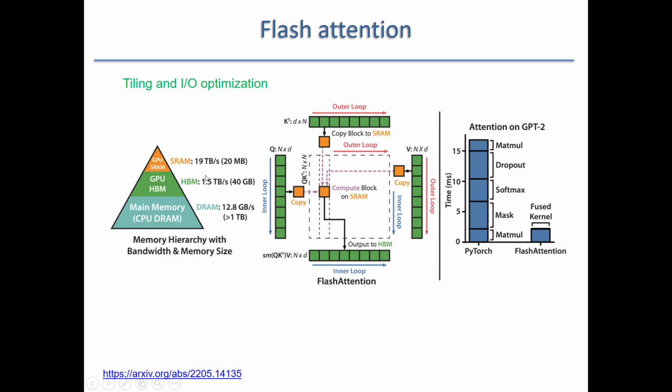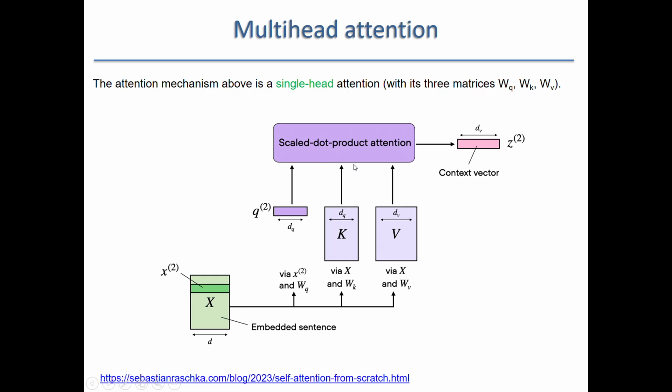This memory is slowest but larger, and then the CPU RAM that is very slow compared to these ones, but you can have a lot. So how to arrange flash attention is just how to arrange the calculations.